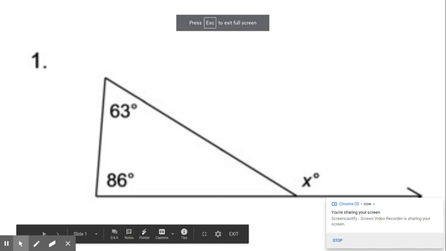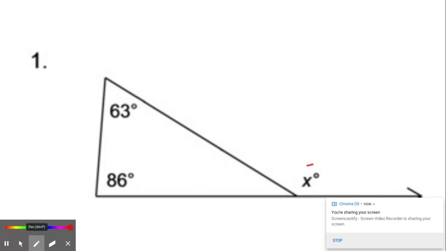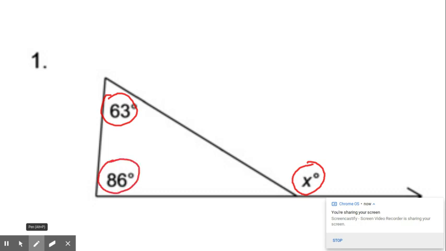Let's get some help with the exterior angle theorem here. So x is the exterior angle, and we know it's exterior because it's on the outside. 63 and 86 are its remote interior angles.